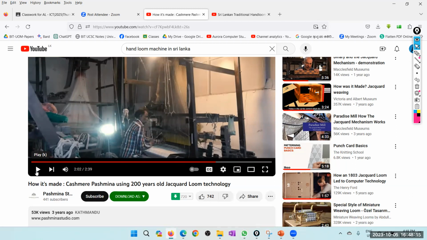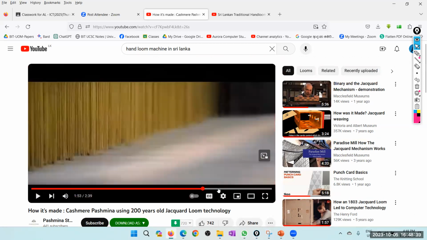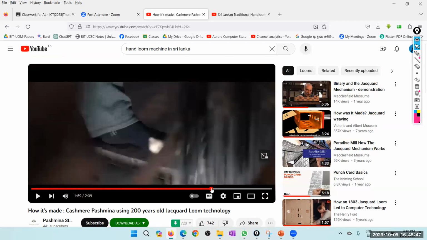What is the second advantage? Can someone tell me the second advantage? Just think of it. Remember, the pattern is in the punch cards. So what happens if we want to change the pattern?